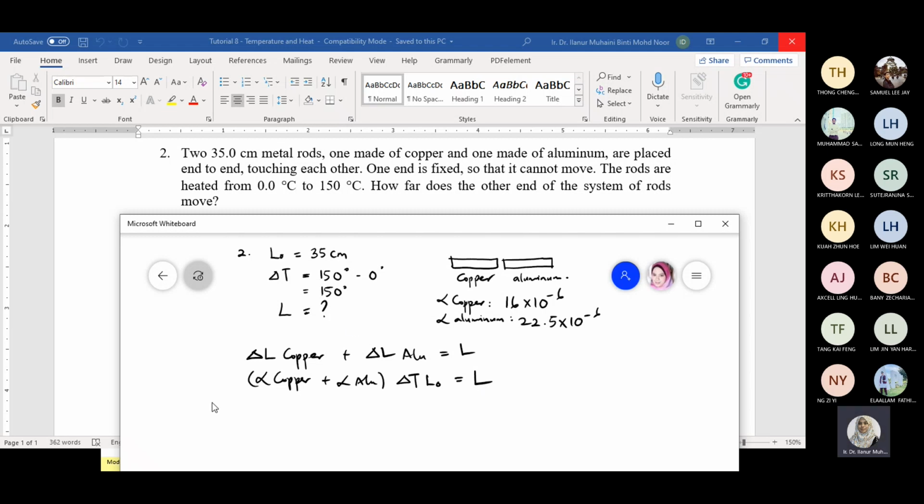So now we substitute this. 16 times 10 negative 6 for alpha copper plus 22.5 times 10 negative 6 for alpha aluminium. Change of T, 150 minus 0, so put 150. L0, original length 35 cm. Convert to meter: 35 times 10 negative 2 equal to 0.35. So here put 0.35 equal to L.